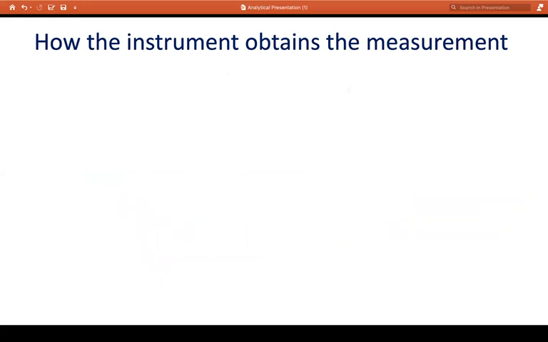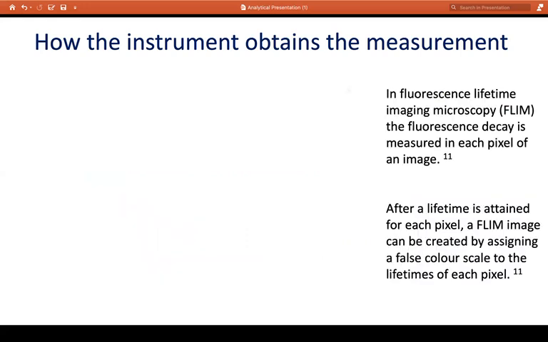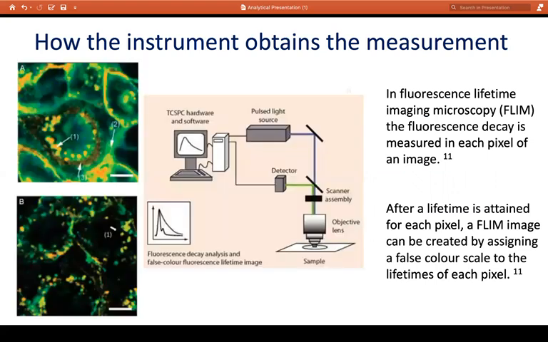In fluorescence lifetime imaging microscopy, the fluorescence decay is measured in each pixel of an image. After a lifetime is attained for each pixel, a fluorescence lifetime imaging microscopy image can be created by assigning a false color scale to the lifetime of each pixel.